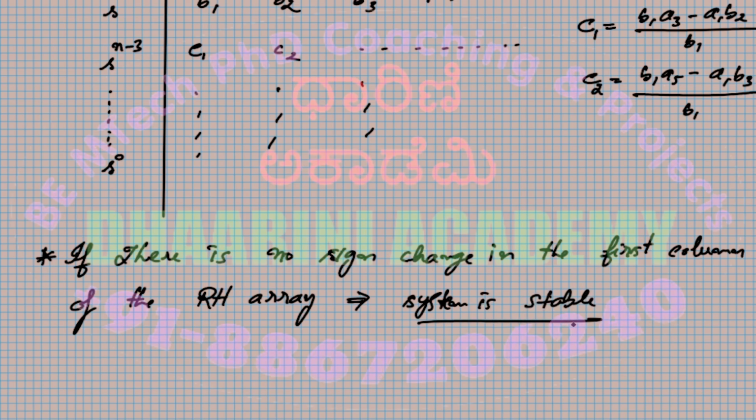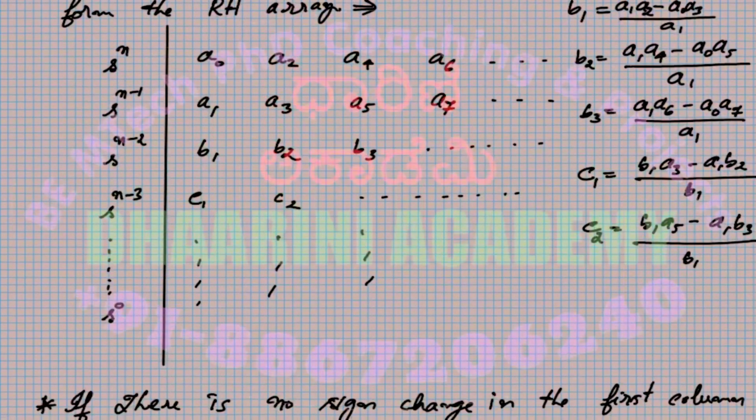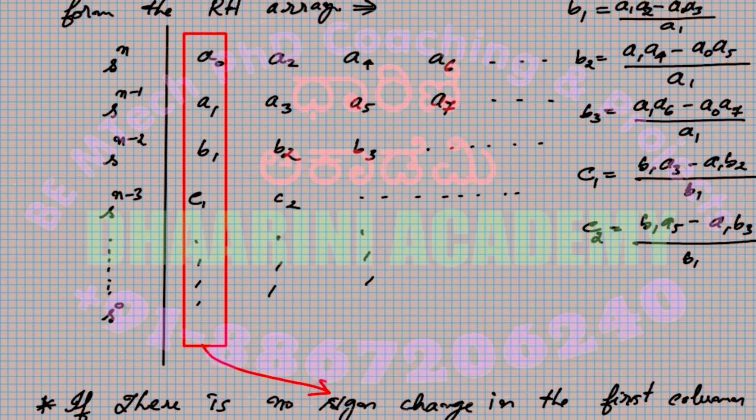So it's very simple. Just form a table and check whether there is a sign change in this particular column. I should not have any sign change. What do you mean by sign change? If the first term is positive, all the terms should be positive. That's what I'm expecting. If the first, second, third are positive, and somewhere in the middle I get a minus, that means there is a sign change.